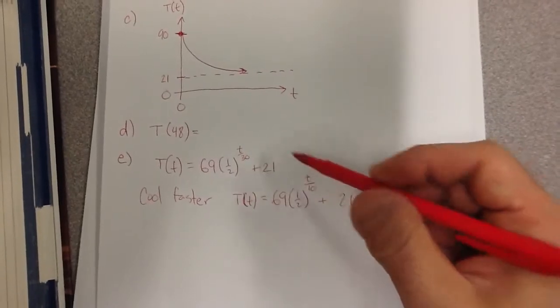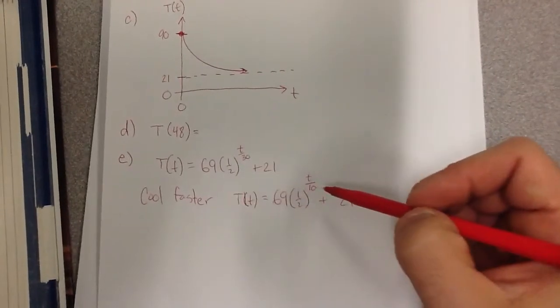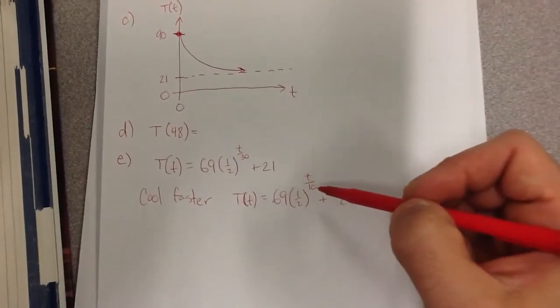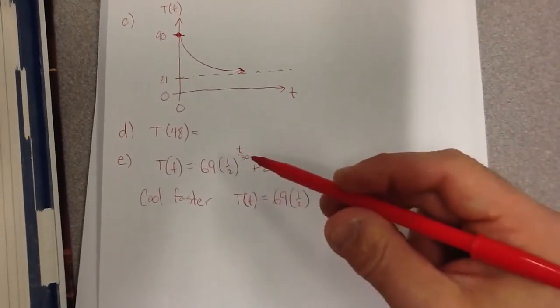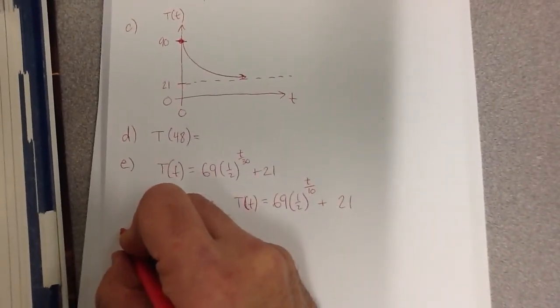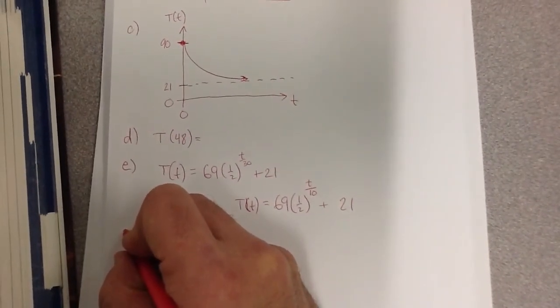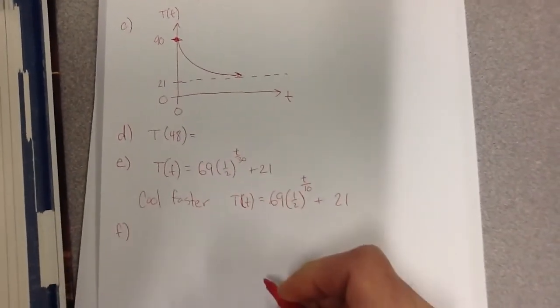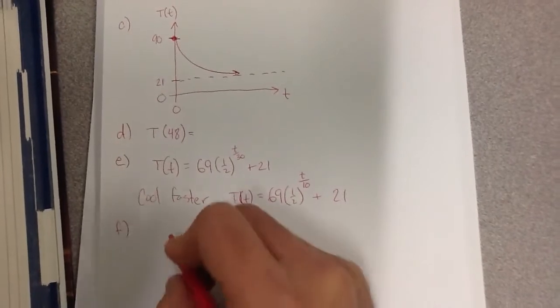This number has to be a number smaller than 30 in order for this to cool faster, because that half of 69 is happening much quicker here than it is there. Okay, so that number that t is over, the denominator, has to be less than 30 in order for it to cool faster. Explain how the graph would change if the coffee cooled faster.